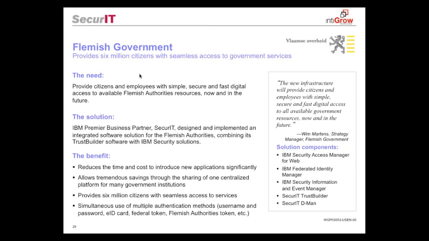The Flemish government is a good example of a client. This client has 6 million users. It's using IBM's Web Access Management solution as a point of contact. And they are simultaneously making use of usernames and passwords, electronic identity cards with certificates, federal tokens, Flemish authority tokens, et cetera. So Trust Builder is helping them map and reach across all these different authentication technologies at once.